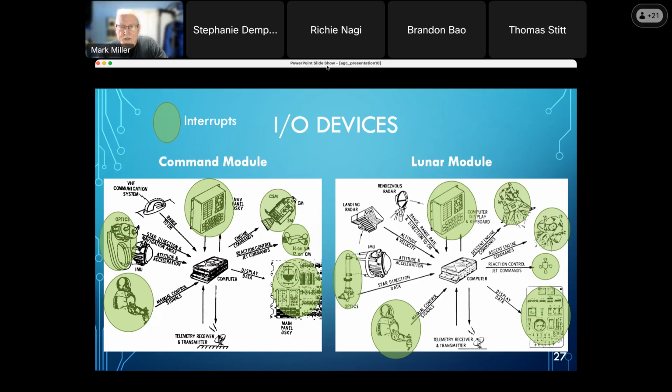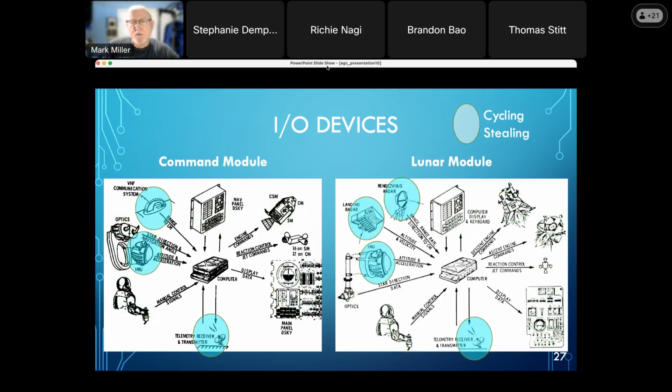One other thing I should say is there are substantial differences, of course, between the two spacecraft. So, for example, the lunar module has a landing radar. The command module, of course, didn't need that. It also has a rendezvous radar. So there are major differences in the hardware the two spacecraft needed to control.